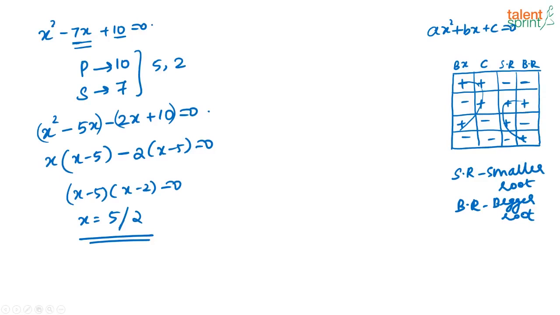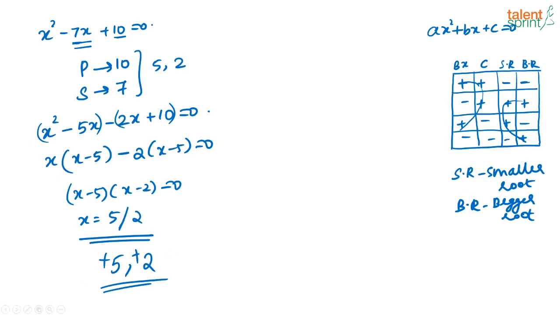See, for example, take this question. You have x squared minus 7x plus 10 is equal to 0. So what is the sign before bx? Minus. What is the sign before c? Plus. So minus plus, the smaller root is positive and the bigger root is positive. Look at your answer. You got 5 and 2, correct? 5 and 2 was the answer that you got. Both the roots are positive. So basically this table tells you the sign of the roots that you will get.